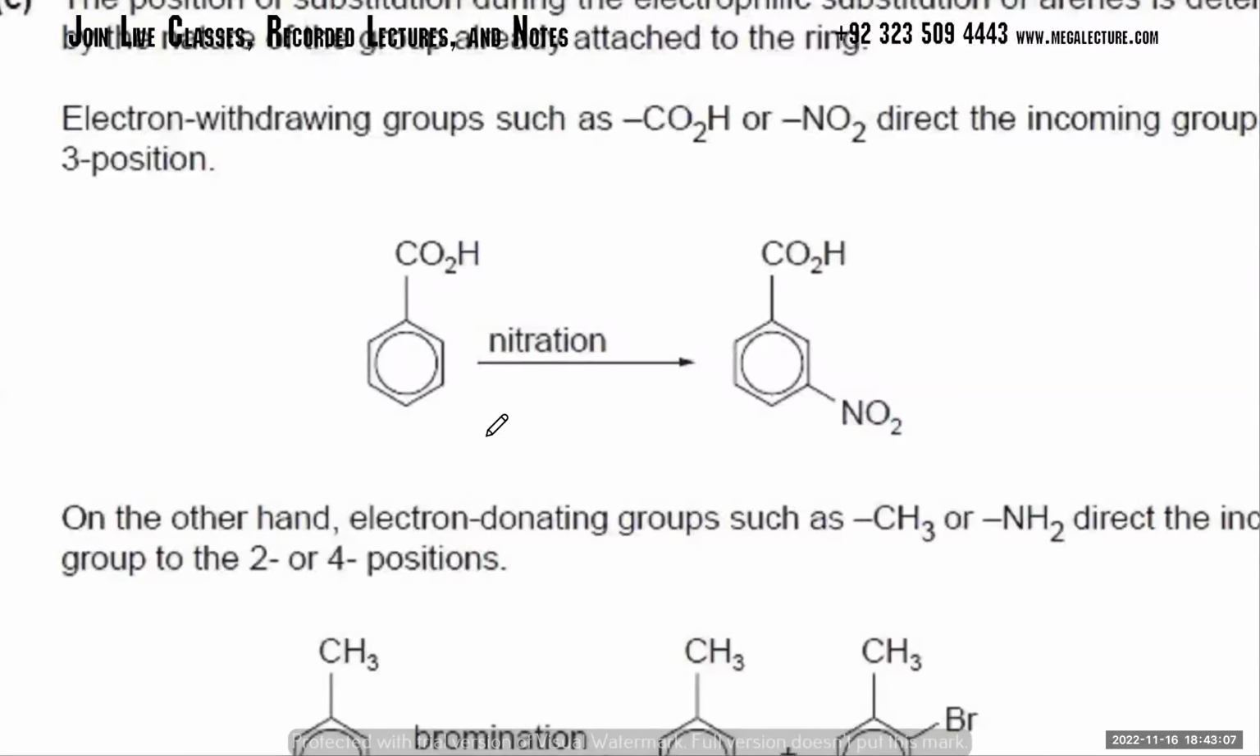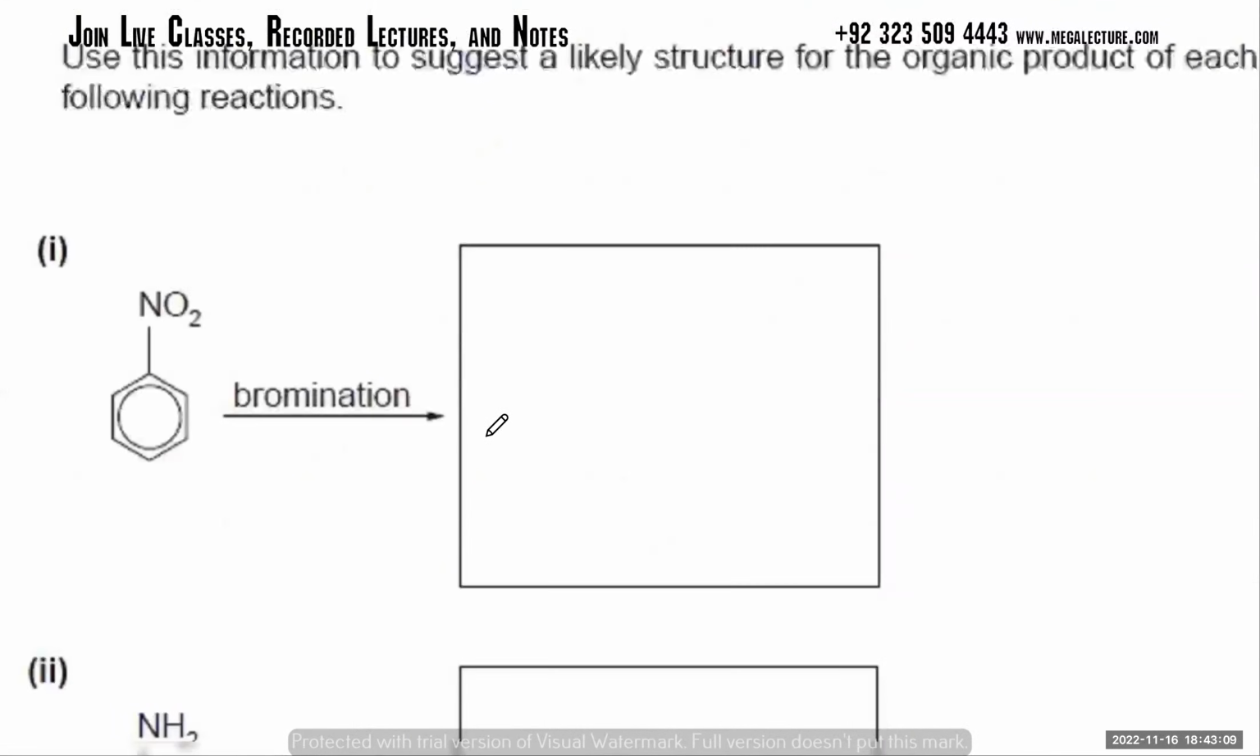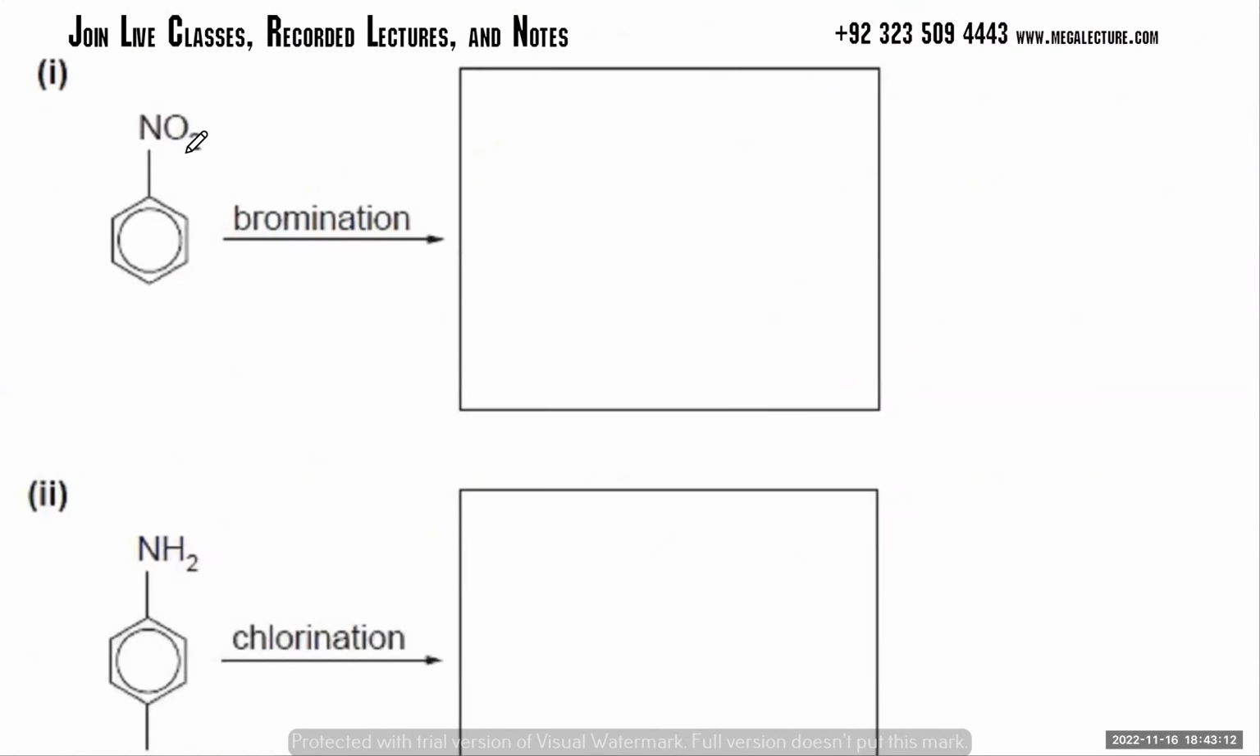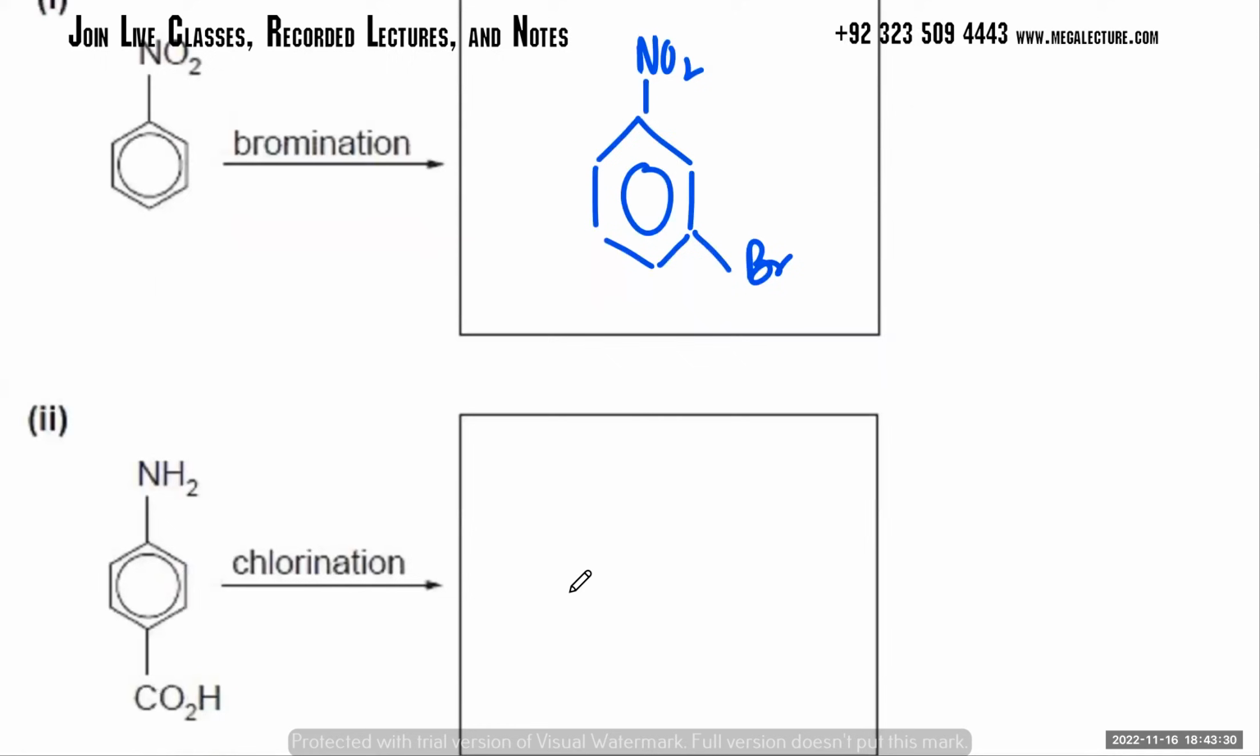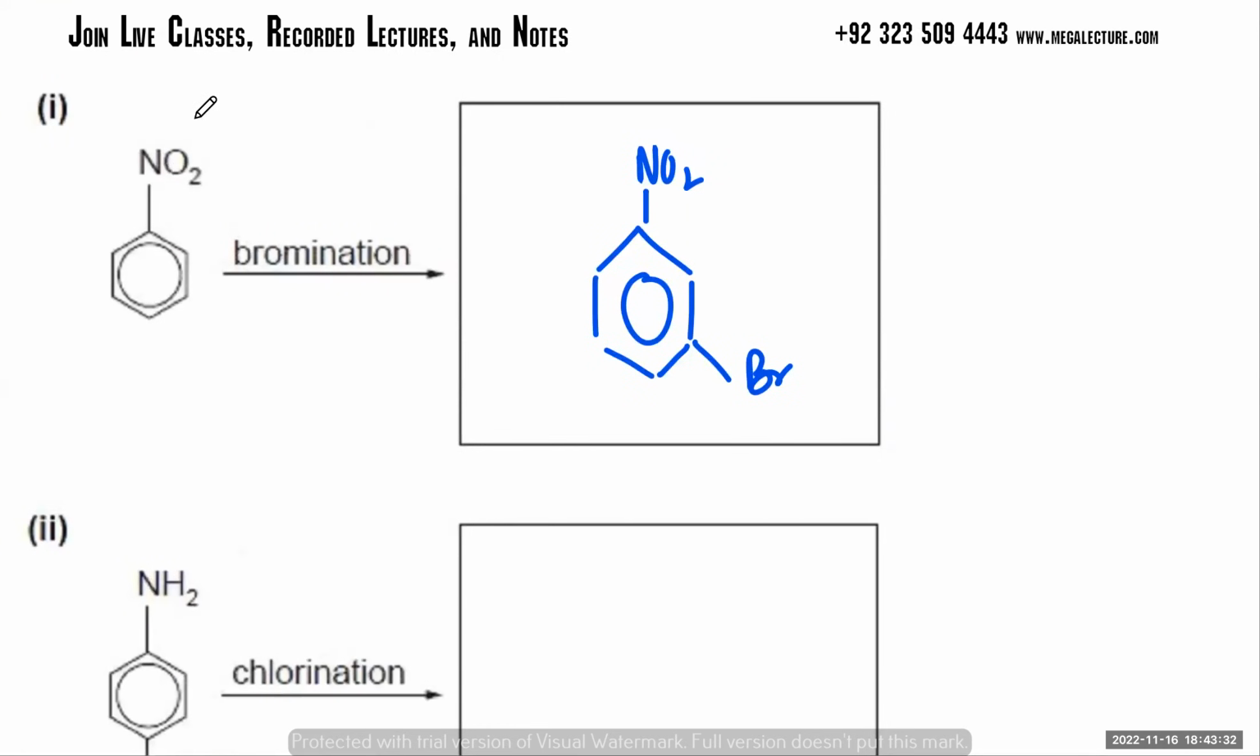Here he's saying NO2, remember, is 3,5. He's saying draw the products. NO2 is 3,5. So in this case the bromine is going to get attached to positions number 3 and 5. Is this clear? We studied 3,5 earlier too. Is this clear? Yes, sir.